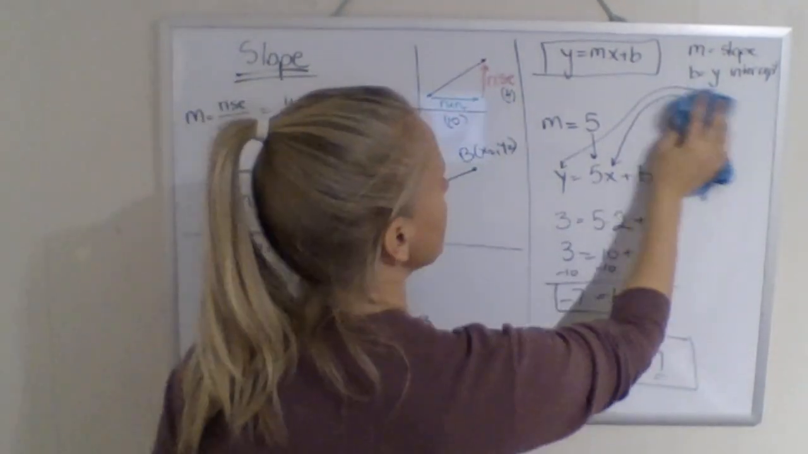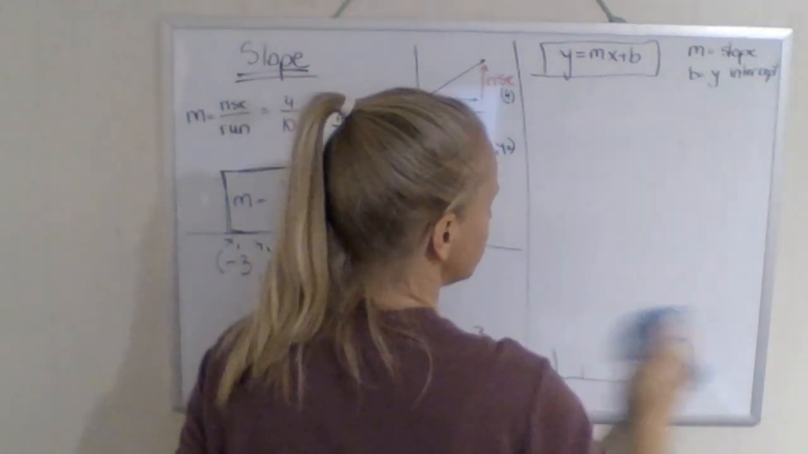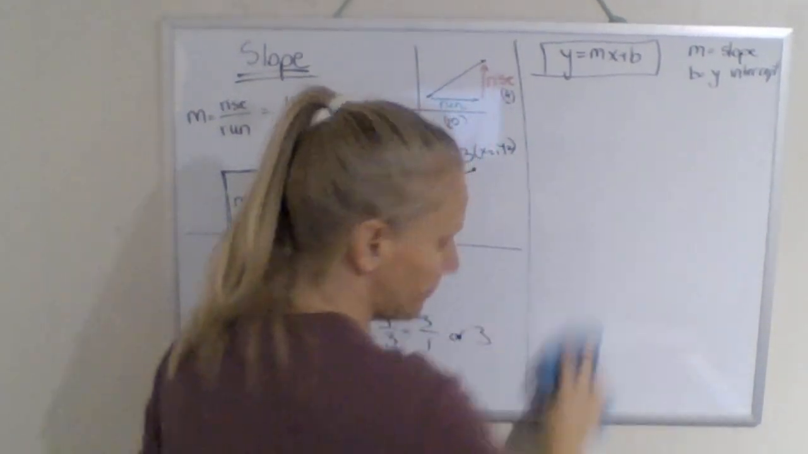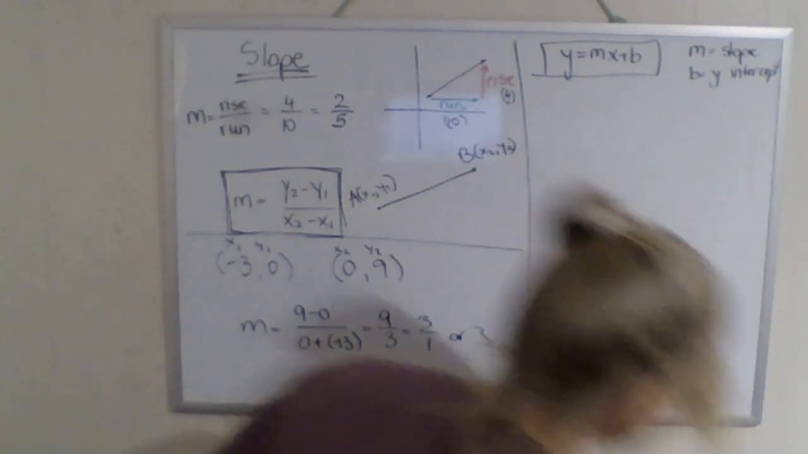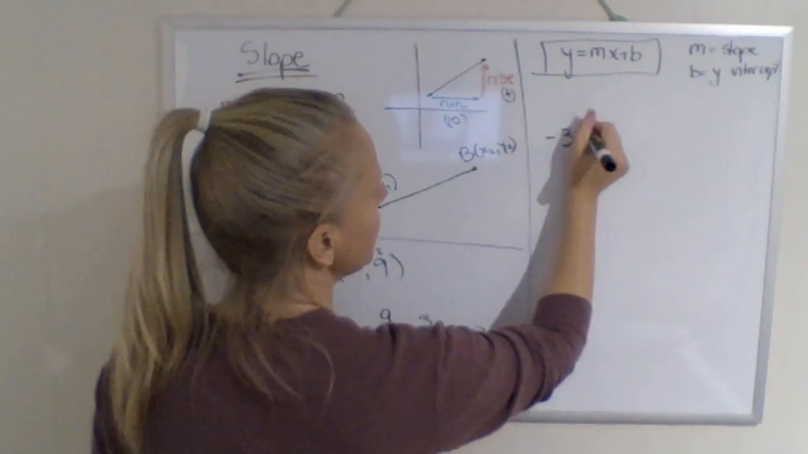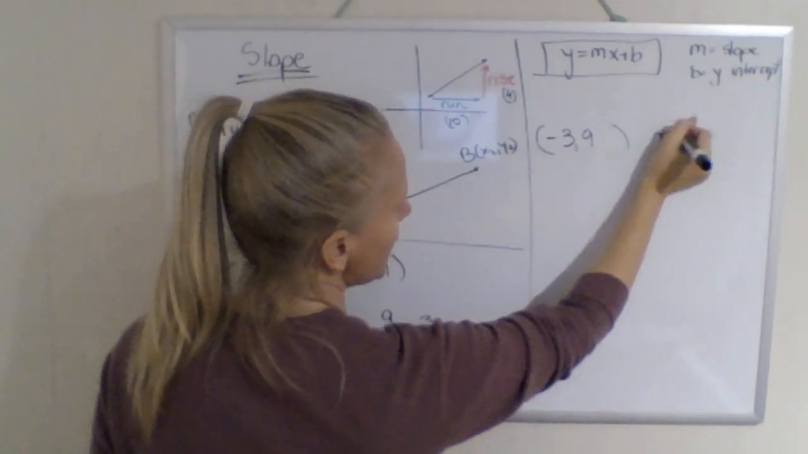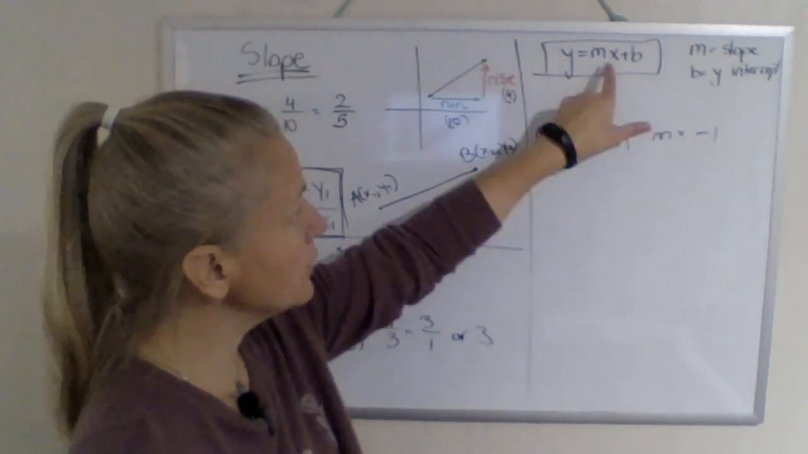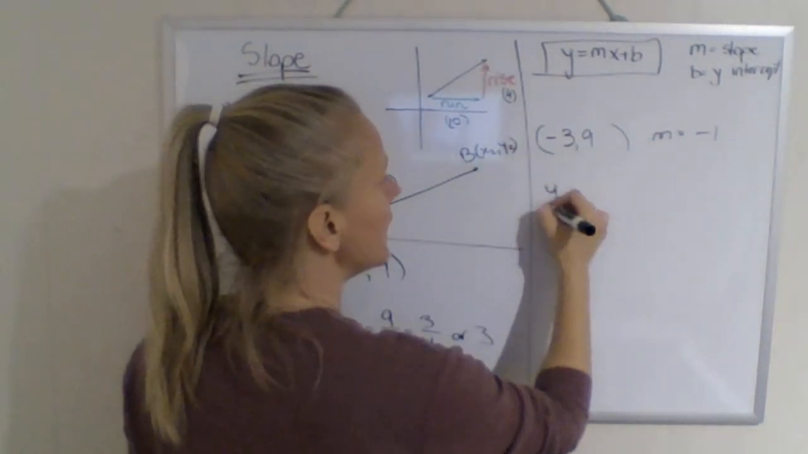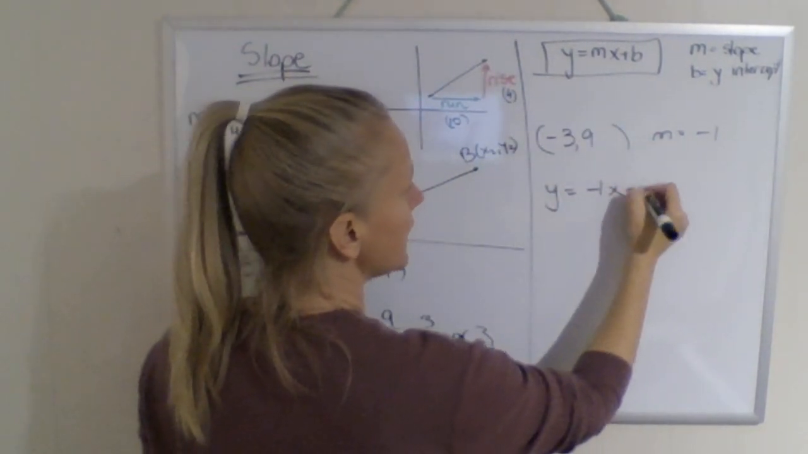Let's try another one just for the sake of it so that you will see another practice problem on this. Let me find another problem that is in your book. Here it is. Write the equation of a line that goes through -3 and 9 and has a slope of -1. Again, step 1, all we have to do is replace that slope. Y equals -1x plus b.